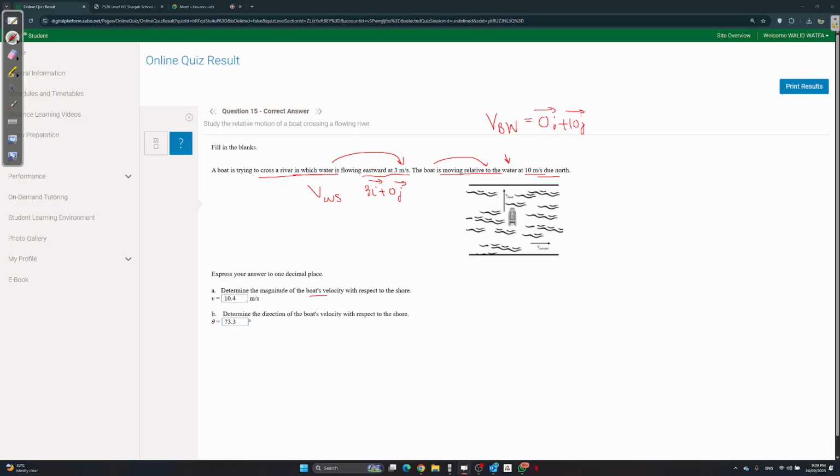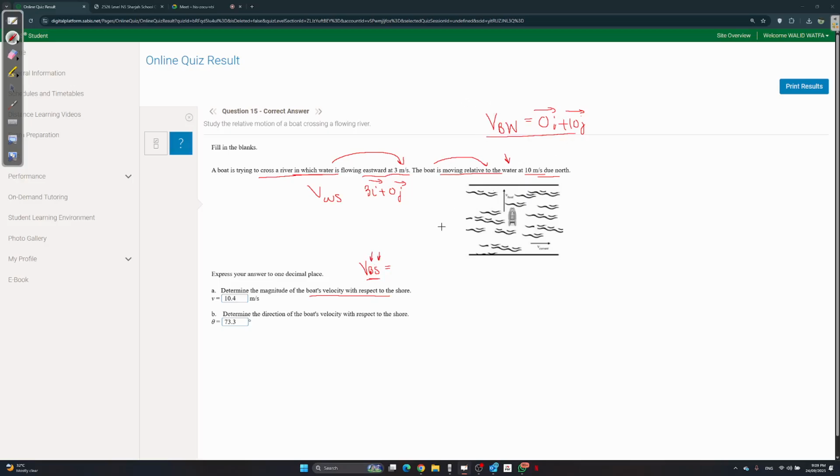They want the boat's velocity with respect to the shore, so they want VBS. Again, we're doing a relative question. So can I just do VB minus VS? No, I can't. I need to find two vectors, one with B at the start and one with S at the end.